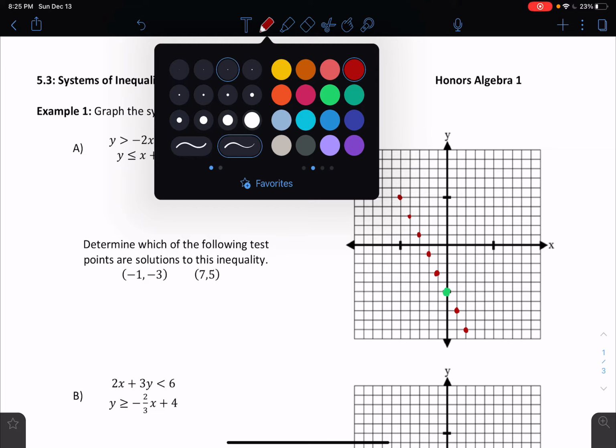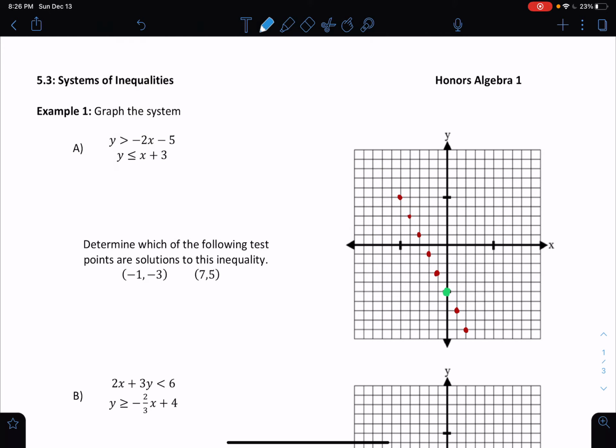Now, we've got this boundary line. Is it going to be a solid line or a dashed line? Since it's y is greater than negative 2x minus 5, I don't have equality, so it's going to be a dashed line through all these. So there is my boundary line. Since it's y is greater than negative 2x minus 5, I'm going to shade above. I'm just putting these little arrows to remind me that this inequality I'm going to shade above. Now I'm not going to shade yet, because I've got another inequality I've got to graph.